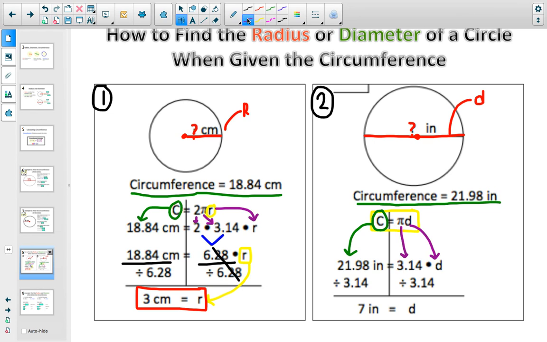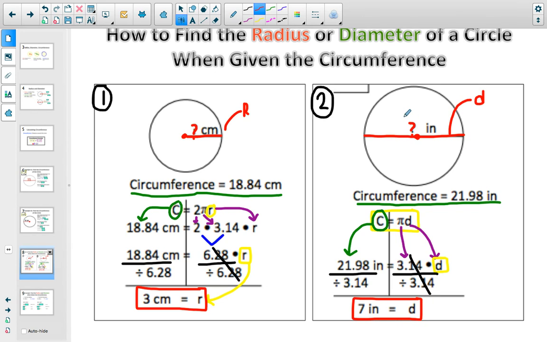In order to get D by itself, in order to isolate D and solve for D, we need to do the opposite of multiplying by 3.14, which is dividing by 3.14. 3.14 divided by 3.14 cancels out. And whatever you do to one side, you have to do to the other side, so it balances. 21.98 divided by 3.14 is 7. So the diameter of this circle is 7.